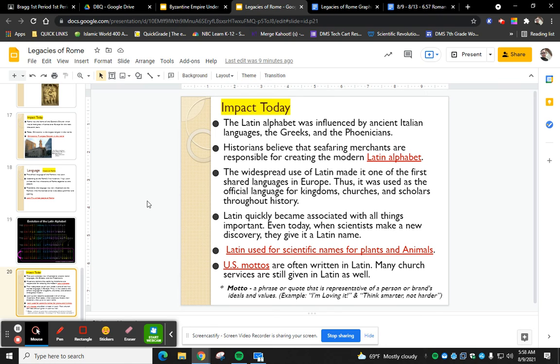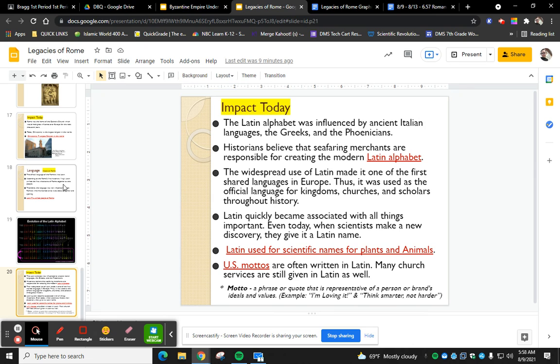Now, the impact today, obviously the Latin alphabet was influenced by its ancient Italian, ancient Greek, ancient Phoenician languages. All right, but historians believe that seafaring merchants are actually responsible for creating our modern Latin alphabet. The widespread use of Latin made it one of the first shared languages in Europe. So you've got those merchants traveling over and over. They speak Latin. Others are going to learn Latin in order to trade. So it becomes used as the official language for kingdoms, churches, and scholars throughout history. And before you know it, Latin is becoming associated with all things important.